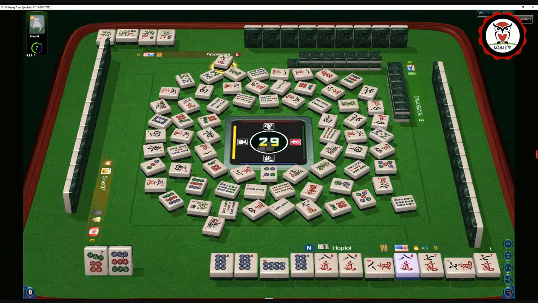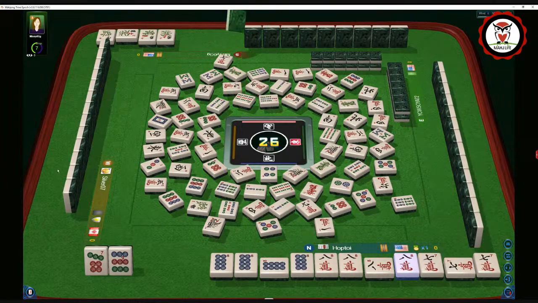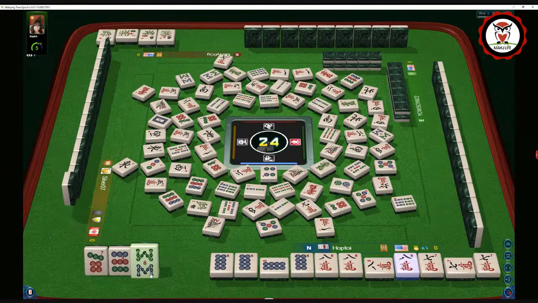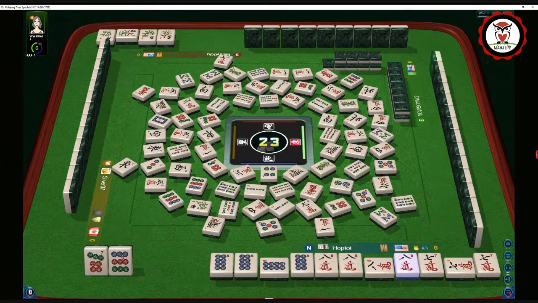Maybe we'll draw this 8 crack. Oh, 5 dot. Let's see, the 8 crack is available for exchange. 1 character. Maybe we'll draw our 8 crack here. Red dragon. And of course, everybody knows what we're playing. East wind. 8 bam. Look at all those 8s. 8 bamboos. 3 characters.